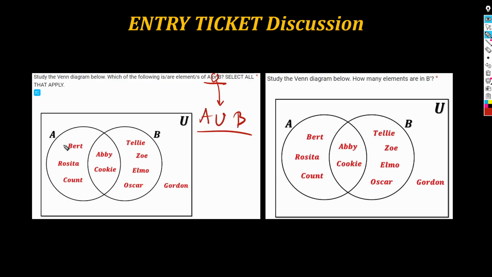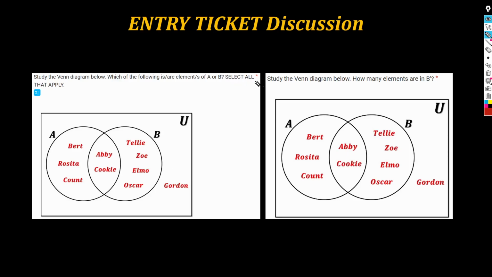In fact, sa shading, no? If we shade the union, don't we shade all of these? Diba? Sa union ng A and B. So, ang sagot dito, the elements of A or B, or the union of A and B, are all of these: Bert, Rosita, Count, Abby, Cookie, Telly, Zoe, Elmo, and Oscar. Lahat yan ay nasa union ng A at B. Okay? So, dapat check nyo lahat yan. Pag meron kayo yan isang hindi chinek, rather, at least one, or nag-overcheck kayo, pati si Gordon sinama nyo, you'd be wrong in the formative assessment.